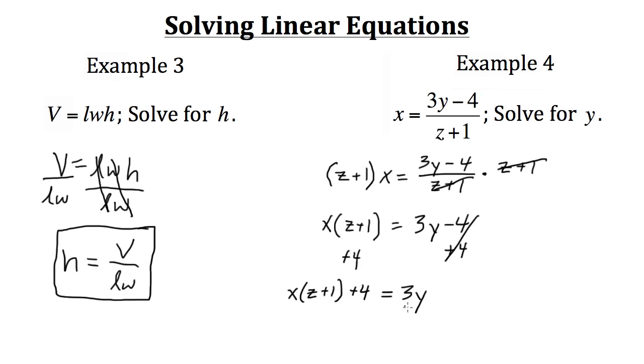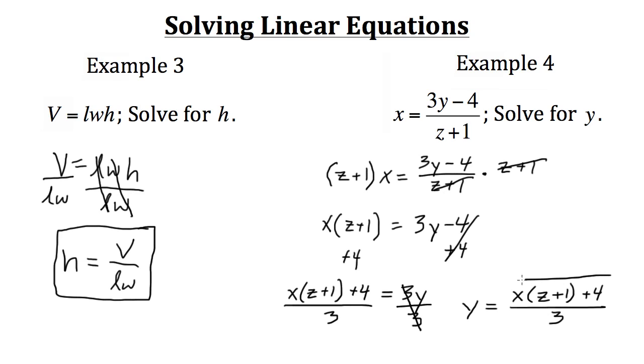Now, just one last step to isolate our y, that'd be to get rid of this 3. So since it's being multiplied, we're going to divide it. So when we divide the 3, it cancels on this side. Then we just need to divide it on the other side. So that leaves us with y equals x times z plus 1 plus 4 all over 3. So this is what it would look like if we solved for y.